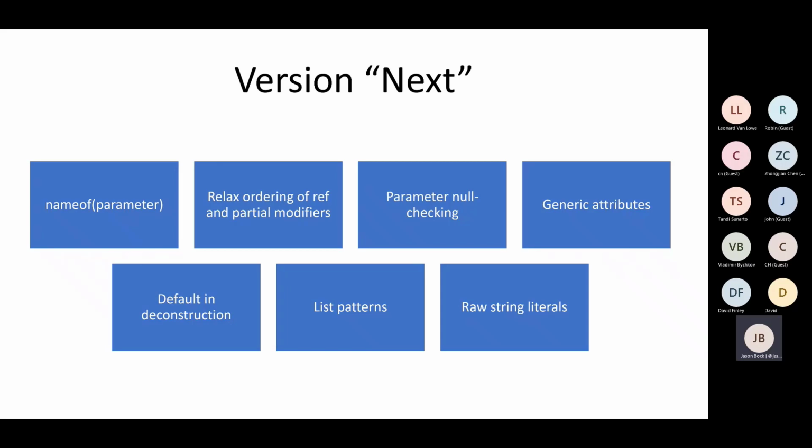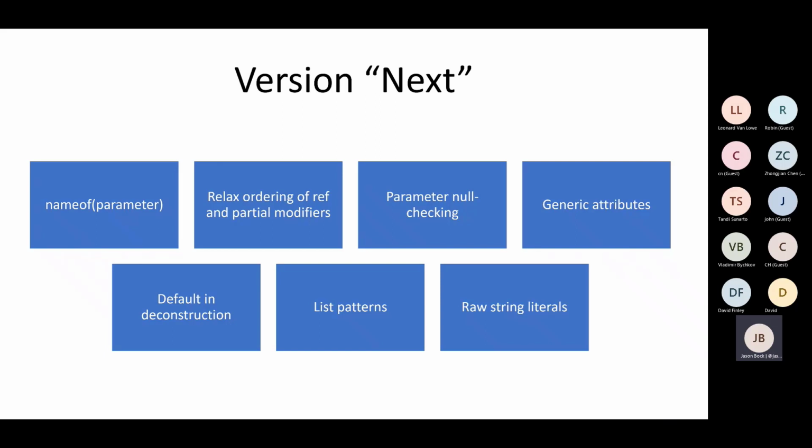Parameter null checking. That's a way where you could, they played with this in C# 10, where you could put these two bangs on a parameter definition. It would automatically do an argument null check and throw an argument null exception for you. They pulled that out, but that's something they're still considering.